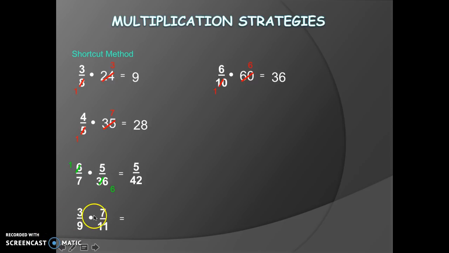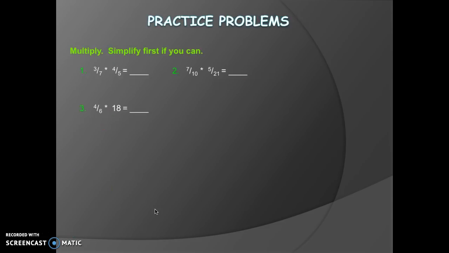Okay, let's look at this problem. A lot of the times we've been going crisscross, but you don't have to crisscross. In this example, 3 and 9 can both be divided by 3, as long as it's a number on top with a number on the bottom that you're working with. So 3 divided by 3 is 1. 9 divided by 3 is 3. I can't do anything with the 7 and the 11, so I multiply across the top, multiply across the bottom, and I get 7 33rds.